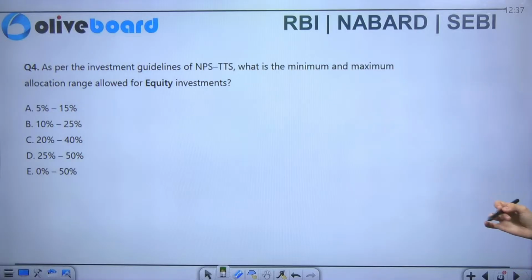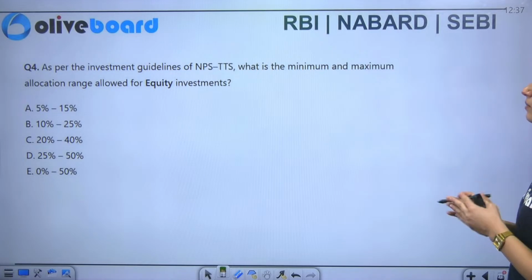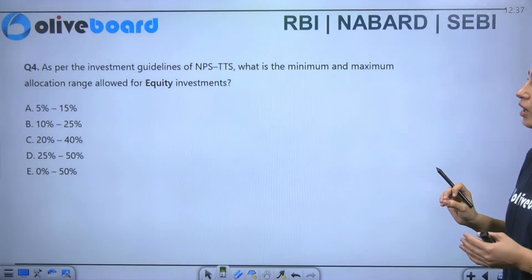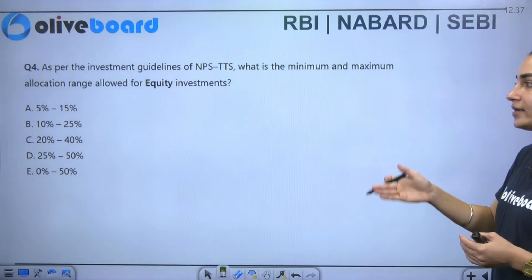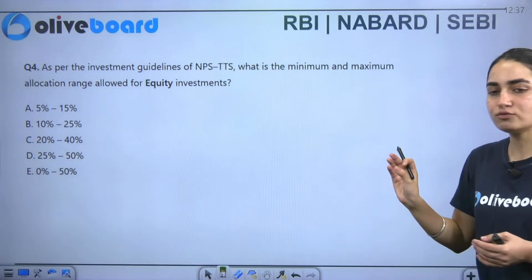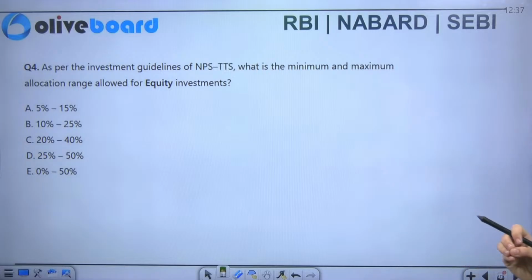Okay. Next question says, as per the investment guidelines of NPS TTS, what is the maximum and minimum allocation range allowed for equity investments now? 5 to 15, 10 to 25, 20 to 40, 25 to 50, or 0 to 50%. Now tell me, which one is the exact answer here? Is it A, B, C, D, E?